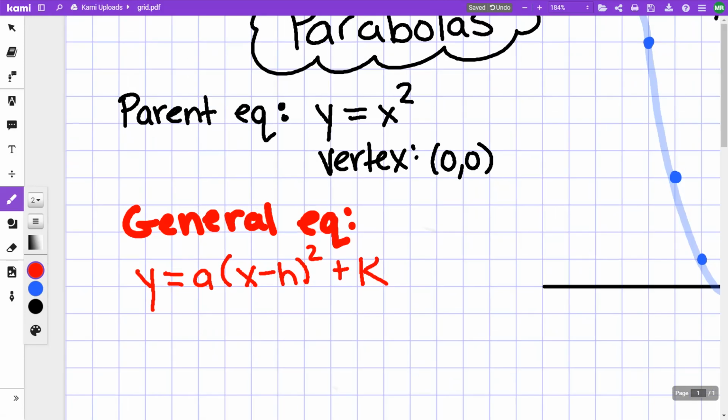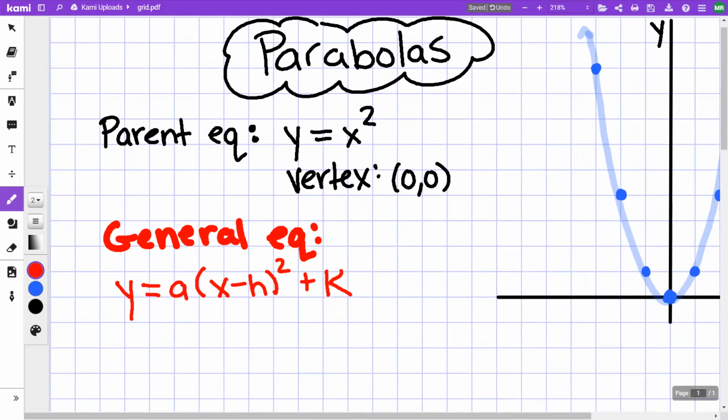I'm just going to move this off so we can see that. Now, when we're talking about this, some things you want to make sure you recognize: your vertex is going to be whatever makes that parenthesis 0. Since this is an x minus h, what would make that 0 is a positive h. So we usually say our vertex is h comma k, and whatever is being added or subtracted is the y coordinate of your vertex.